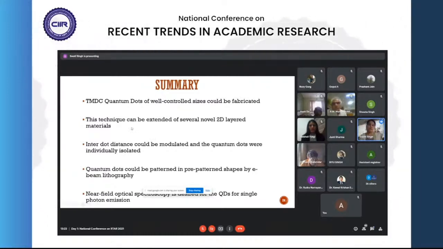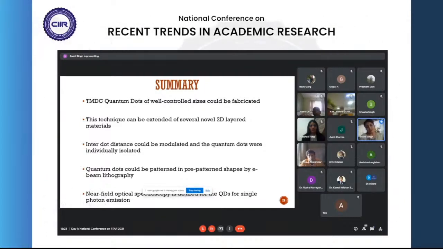And then this fabrication technique is so basic and hassle-free that we can extend it to any of the novel 2D layered materials. The interdot distance could also be modulated with the quantum dot size. So we can choose the dot size, and it can also be patterned in desired shapes and sizes, which gives us liberty to make very good shapes and sizes in the existing on-chip silicon technology for further integration in quantum computing, etc. Of course, it is a very far-fetched plan.